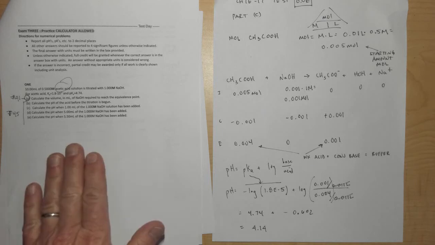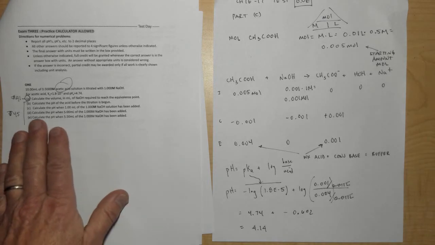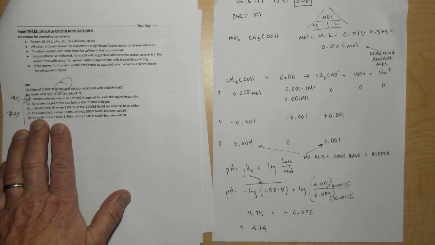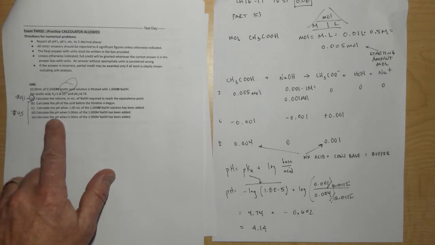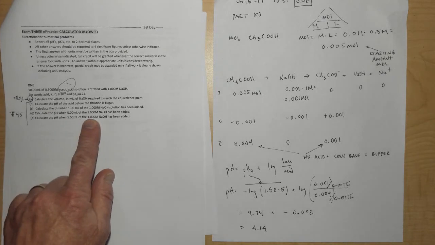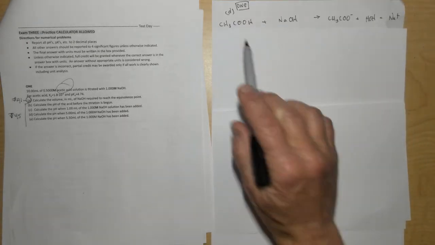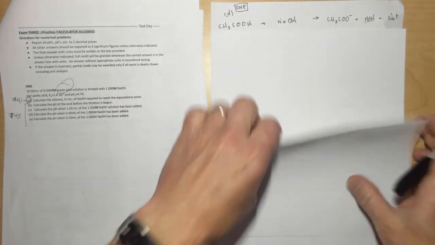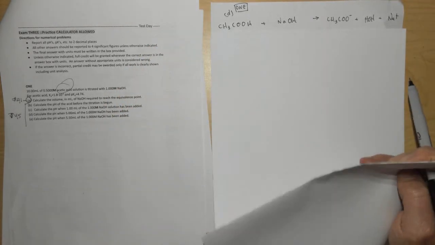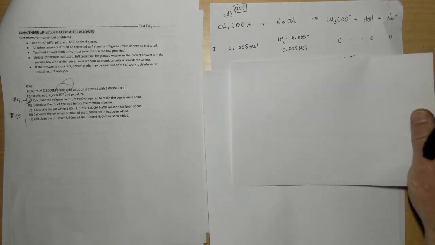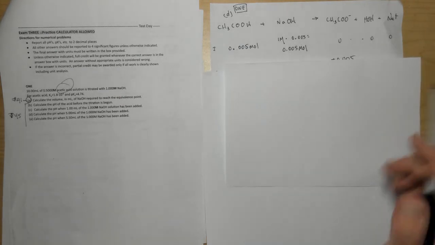Okay, we ready to go on to D? Okay, so letter D I think is maybe the toughest one. Calculate the pH when 5 milliliters of the 1 molar NaOH has been added. So here we are with the same equation. And this time in our ice table, we'll once again go to moles. So start with moles right here.